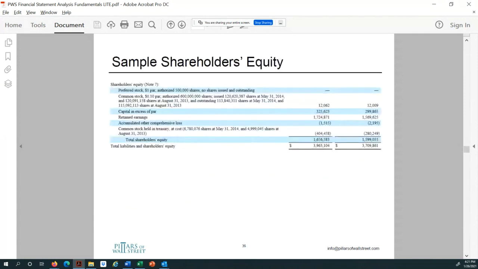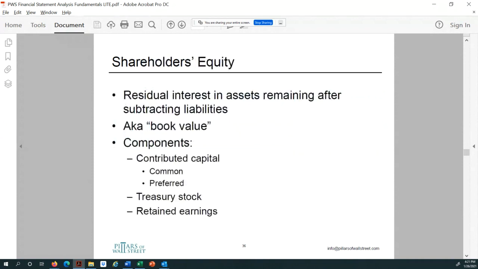Now, let's turn to the equity side of things. Here's a snapshot of the equity section of a balance sheet. Now, what exactly is equity? As we said, it's a residual interest in assets remaining after subtracting liabilities. It's also known as the book value of a firm, as opposed to the market value of equity, which is the shares times price. We'll get to more of that in valuation. But for now, keep in mind that the book value of a firm is the balance sheet value. The market value of the firm is what we're ultimately interested in when it comes to valuation.